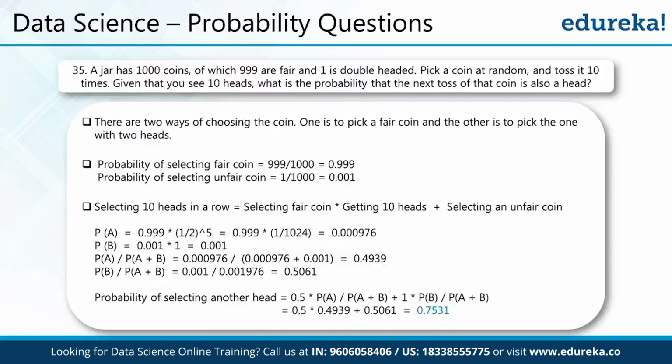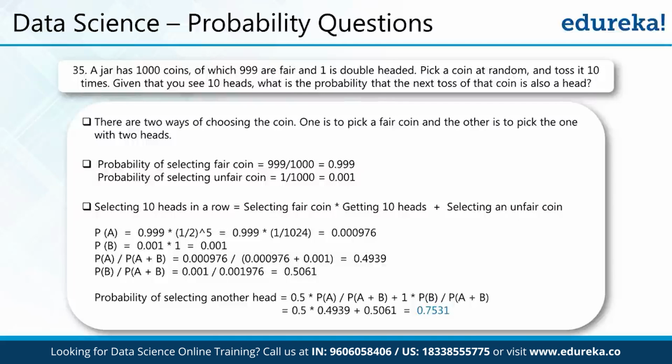So the probability of A is selecting a fair coin and getting 10 heads. And the probability of B is selecting an unfair coin, and we know whenever we select that, we always get a head. So the probability of B becomes 0.001. Now what we need to find out is, given these two cases, what is the probability that we come out with the 11th head? We do that by combining these probabilities into a form where, given these two possible cases, we calculate the likelihood of getting 10 heads with a fair coin and with an unfair coin. Those two probabilities are written here, 0.49 and 0.50.